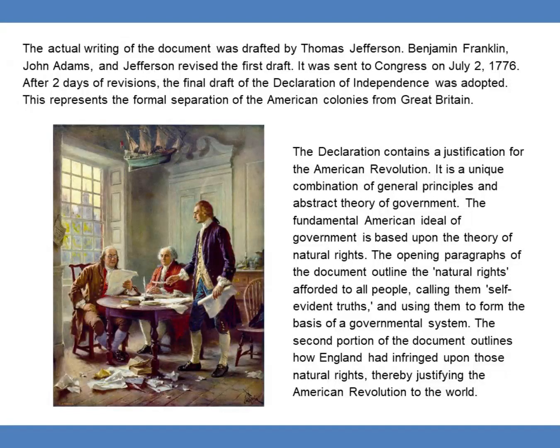The Declaration contains a justification for the American Revolution. It is a unique combination of general principles and abstract theory of government. The fundamental American ideal of government is based upon the theory of natural rights. The opening paragraphs of the document outline the natural rights afforded to all people, calling them self-evident truths, and using them to form the basis of a governmental system. The second portion of the document outlines how England had infringed upon those natural rights, thereby justifying the American Revolution to the world.